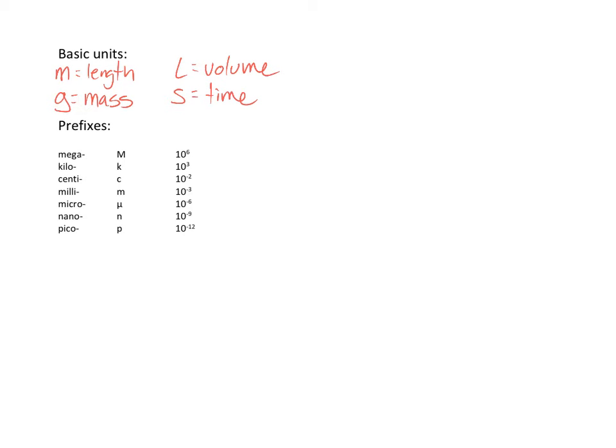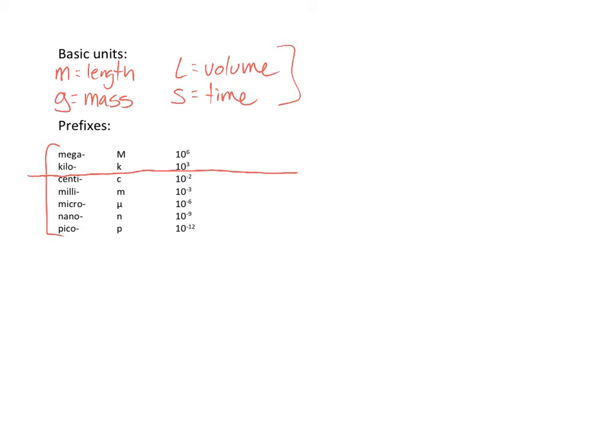And in order to scale things up or down, we add prefixes. So these prefixes kind of tell us how big or small we are in comparison to these base units. So there are two different ways that this is done. I'm going to show you both of them. With large numbers, it remains the same.